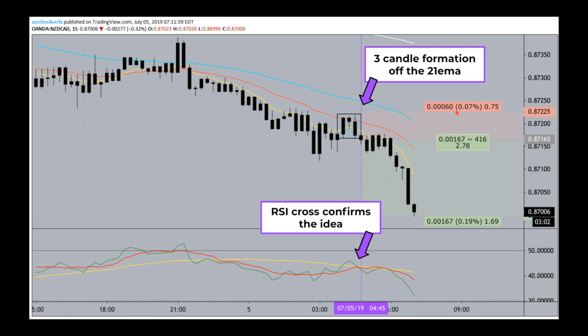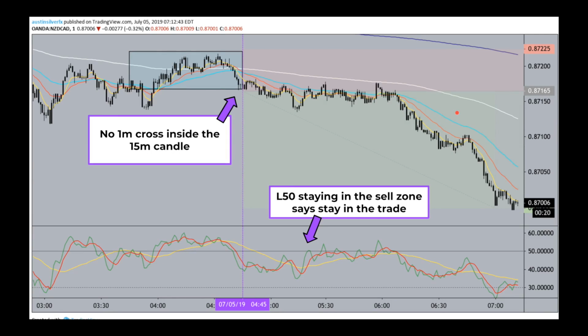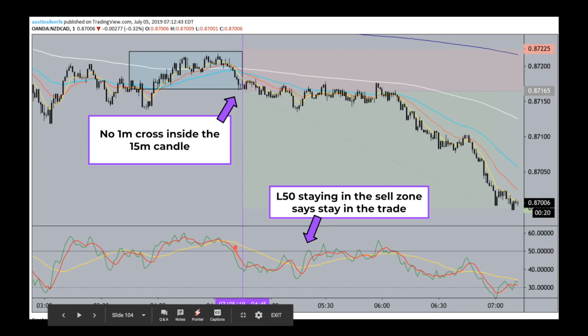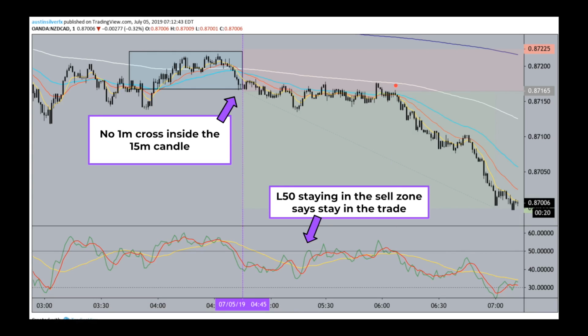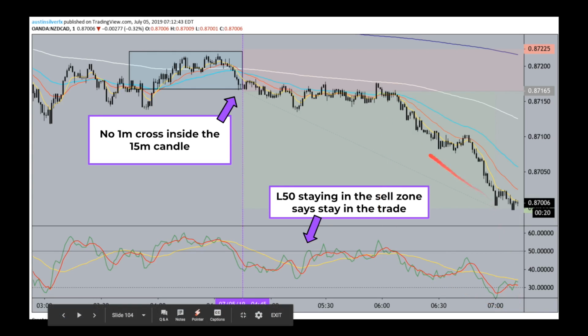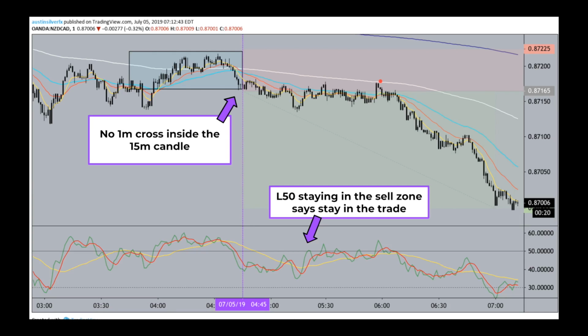And as you can see, it falls 16 pips, only risking 6. If we take a look, there's actually no 1 minute cross inside that 3-candle formation. But what happens? The liquid 50 drops into the sell zone, holds into the sell zone even when it retests here, doesn't break above the 200 EMA on the 1 minute, and then ends up coming lower. That 200 EMA on the 1 minute is the same thing as the 21 EMA on the 15 minute. Just keep that in mind.